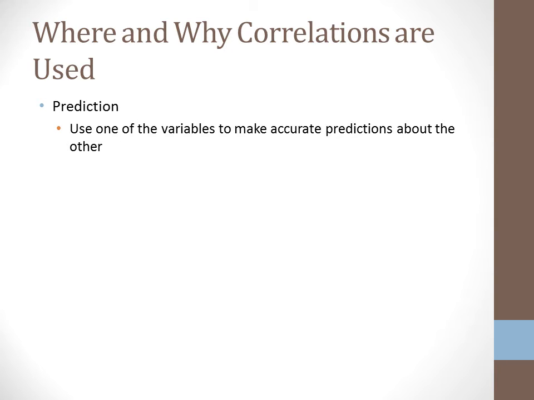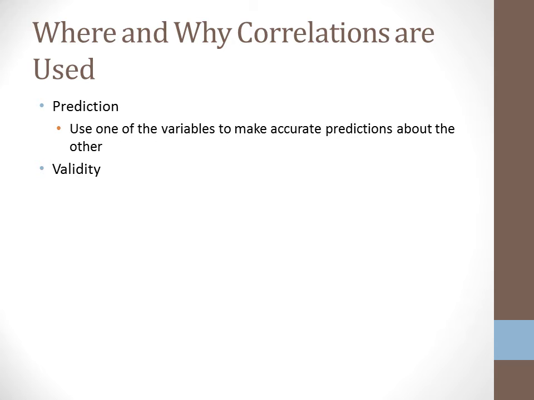SAT scores and college grade point averages are correlated. So based on this relationship, college admissions offices can make predictions about the potential success of each applicant. Correlations are also used to test validity. We can use a correlation to see if a test is truly measuring what it claims to test.